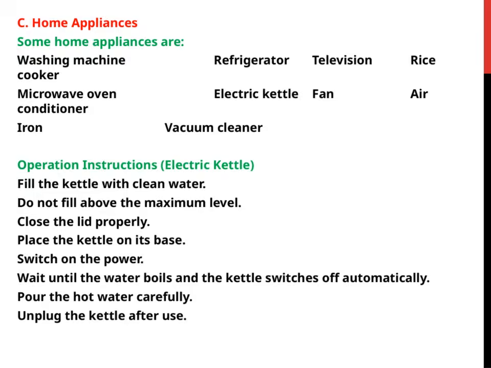Now, let's take a closer look at some common home appliances that many of us use daily. These include essentials like the washing machine, refrigerator, television, rice cooker, microwave oven, electric kettle, fan, air conditioner, iron, and vacuum cleaner. Each of these appliances plays a vital role in making our household tasks easier and more efficient.